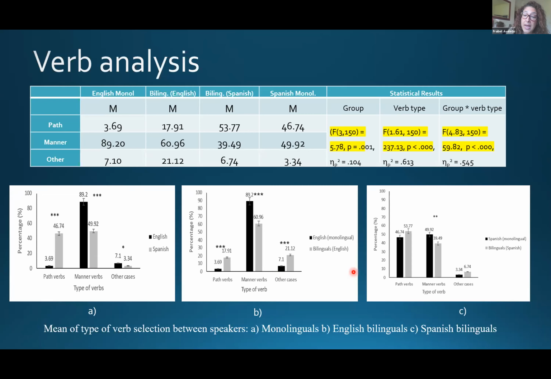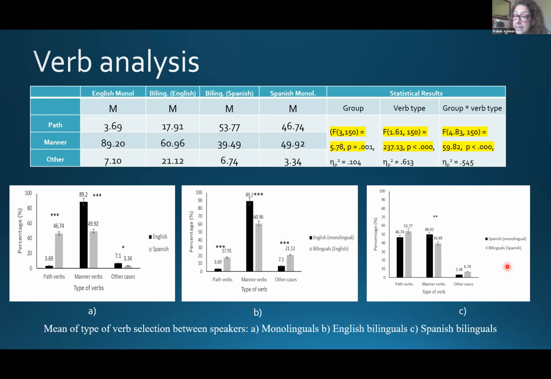And here we have the comparison between English monolinguals and bilinguals in English, and we observe that they differed in the production of these path verbs, manner verbs, and other cases. We observe a presence, of course, of a lot of path verbs and a really high presence of other cases. And I think this is explained by the lack of appropriate lexicon to express, probably, manner verbs in the other language.